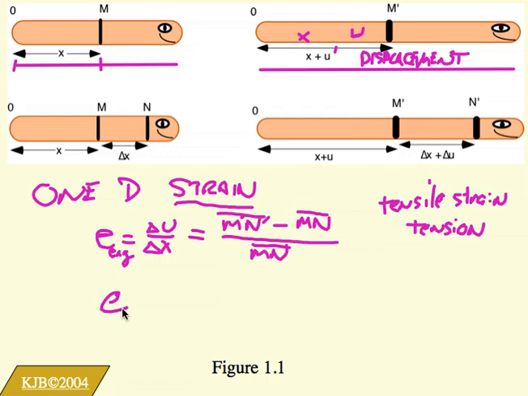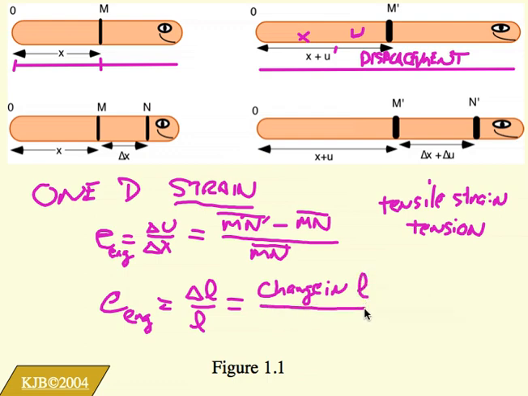We can also describe the engineering strain as being, if the initial length of the worm was L, simply delta L over L. And that in words would be the change in length, the change in L divided by the original L. Okay? So that's the engineering strain. Now the engineering strain itself is also an approximation.